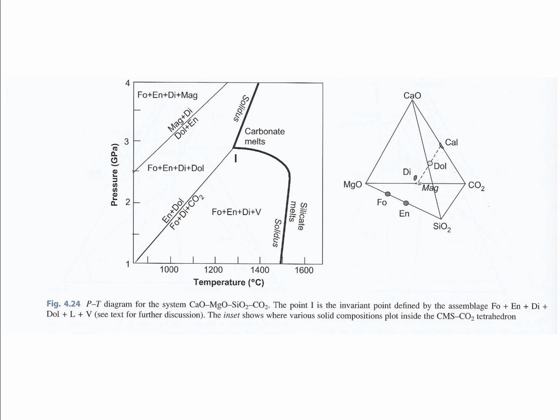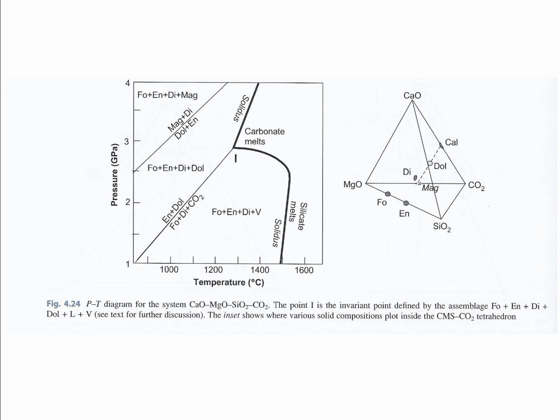Yes, and then we have here the thick line. Here we have a carbonate melt, and here we have silicate melts, and here we have the solidus. And here the phase relationship, yes, we are forsterite, enstatite plus diopside plus vapor cooling down. Then we are getting here CO2 in the system, and this CO2 will then result in the formation of dolomite and at higher pressure in magnesite.